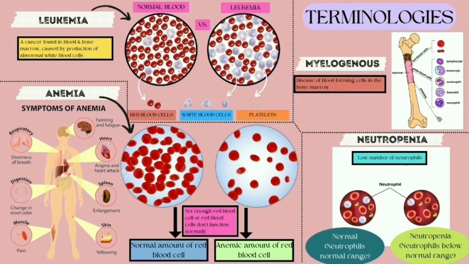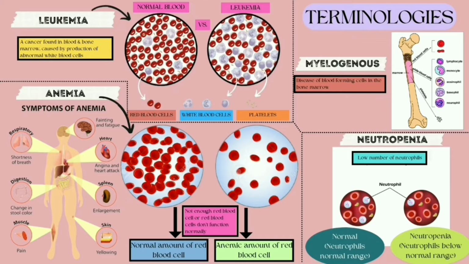Next terminology is leukemia. Leukemia is a cancer that is found in blood and bone marrow, and it's caused by the production of abnormal white blood cells. So as you can see in the slide, in the normal blood, we have more red blood cells, whereas patients with leukemia have an abnormal number of white blood cells. And the production of white blood cells is also abnormal.